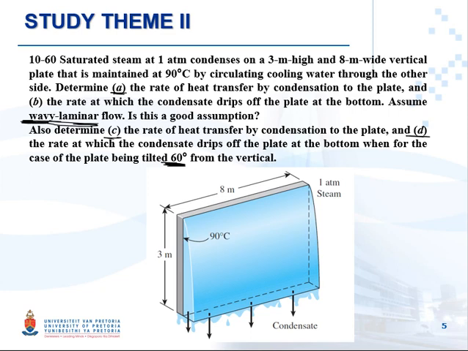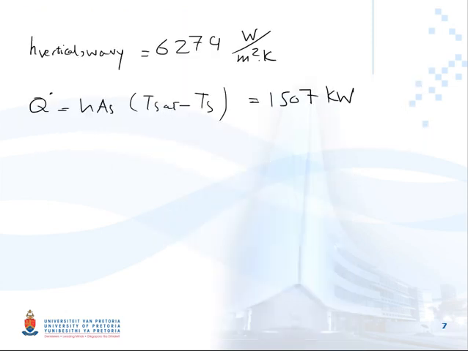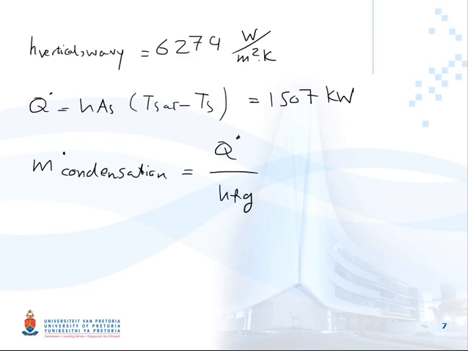The second section is asking the rate at which the condensate drips off the plate at the bottom. So basically it's asking us for m dot condensation. Condensation is Q dot over Hfg, but the modified one, so it will be 0.659 kilogram per second.